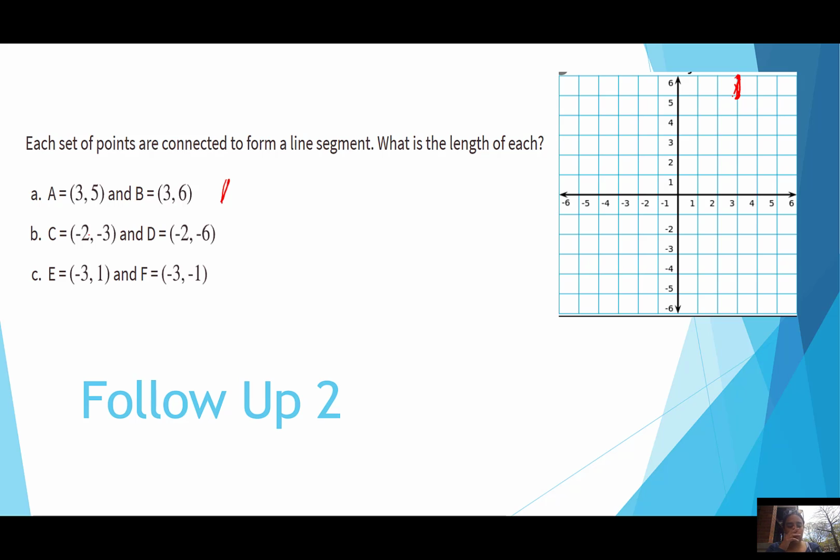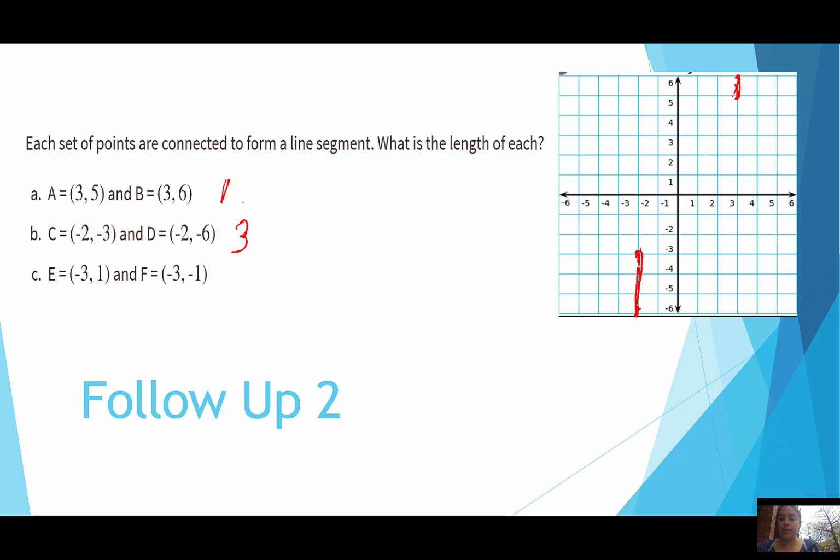I have -2, -3, and -2, -6. So let's plot C and D. I'm going over -2 and down -3. That's point C, and D is over -2 and down -6. If I'm counting the distance of these points, I can see it's 1 unit, 2 units, 3 units. 3 units.